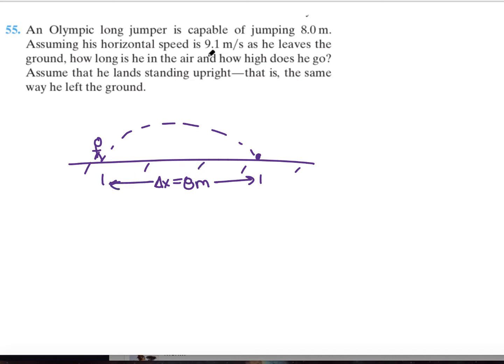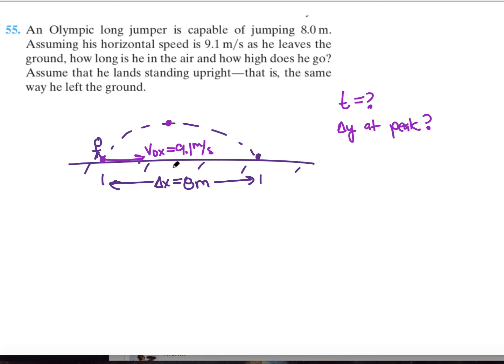Now, his horizontal speed is given to be 9.1 meters per second as he leaves the ground. So I'm going to write over here that V naught in the x direction is equal to 9.1. So now I want to know how long he is in the air and how high he goes. So I want to know t, and I want to know delta y right here. I'm going to start with finding t.